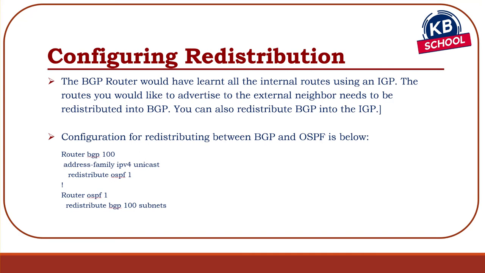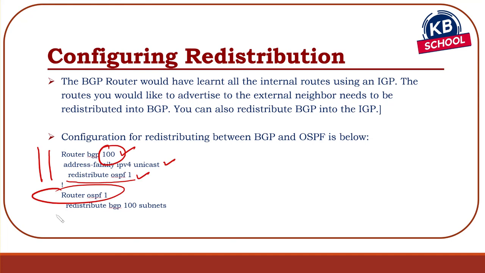So again, router BGP. This is on the ASA firewall that I'm going to do the redistribution, because this is the one that's running both routing protocols. So over here, router BGP 100, address family IPv4 unicast, underneath there, redistribute OSPF 1. That basically means any route that I learned from OSPF 1, send it into BGP 100.